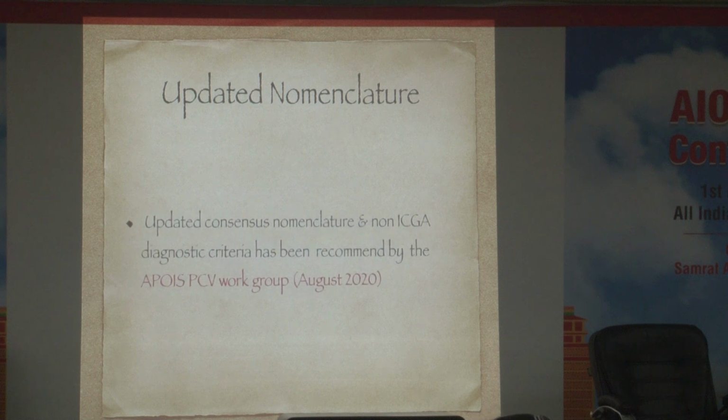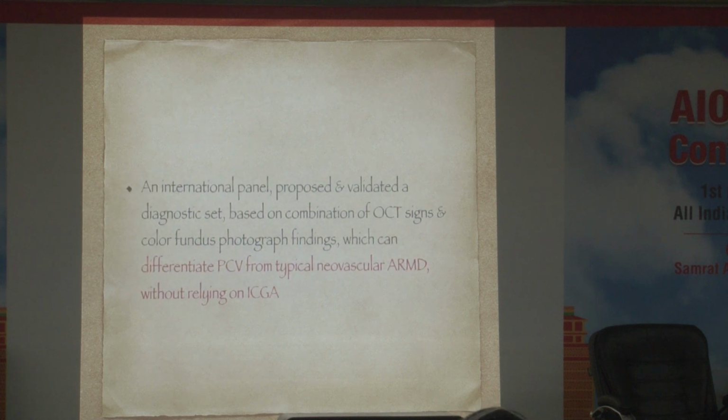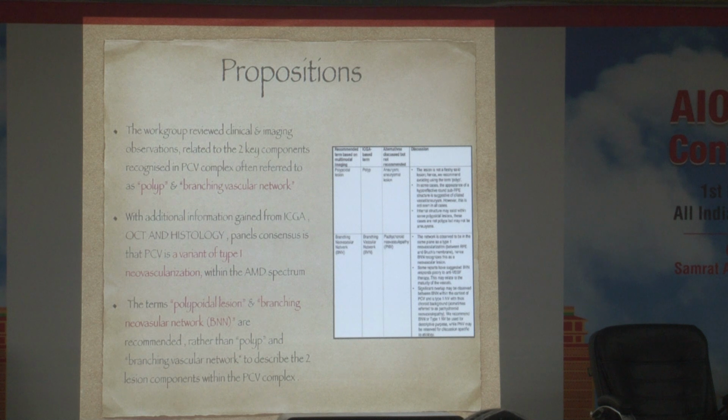Coming to the updated nomenclature, an updated consensus nomenclature and non-ICGA diagnostic criteria have been recommended by the APOIS PCV work group in August 2020. An international panel proposed and validated a diagnostic set based on a combination of OCT signs and color fundus photographs, which can differentiate PCV from typical neovascular AMD without relying on ICGA. The work group reviewed clinical and imaging observations related to the 2 key components recognized in the PCV complex, often referred to as polyp and branching vascular network.